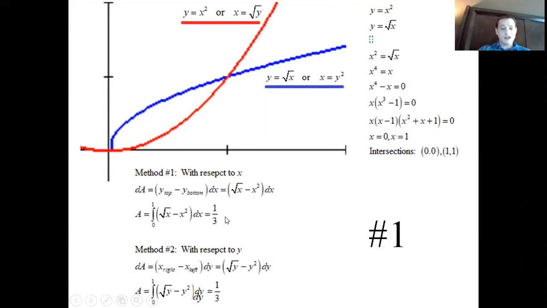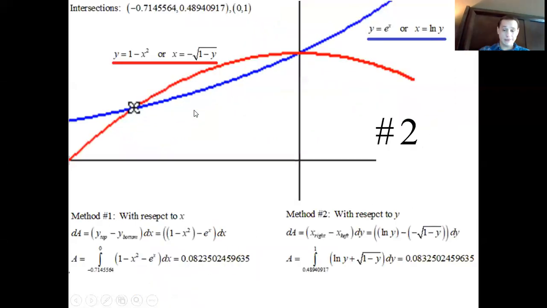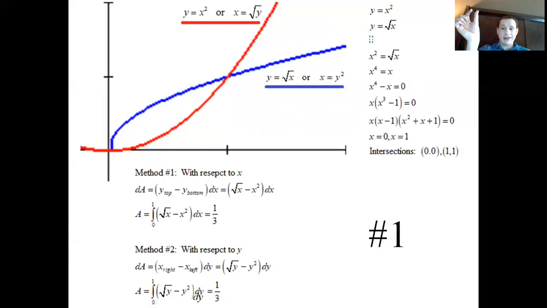Had you gone the other way, you would have done horizontal strips. Now, horizontal strips, if we were going to do it that way, would be something like this, like my cursor showing right here. And for those strips, the height would be dy, and the width would be the x on the right minus the x on the left. So what is the x over on the right? Well, the x on the right would be the x coordinate of this red curve. The red curve is y equals x squared, so that means x is the square root of y.